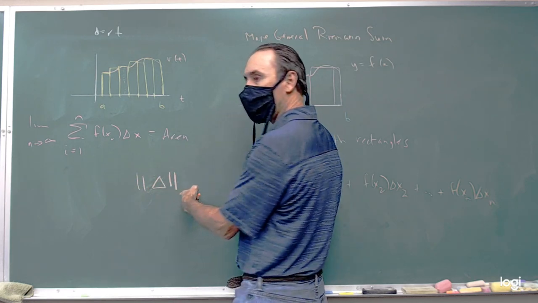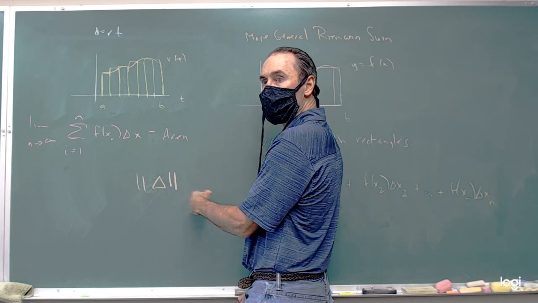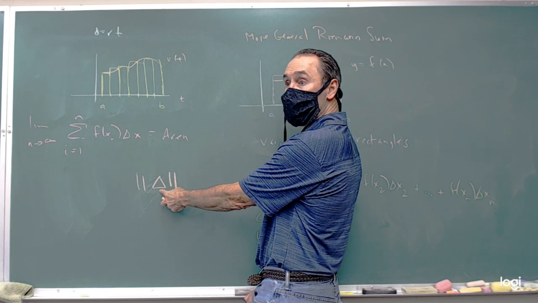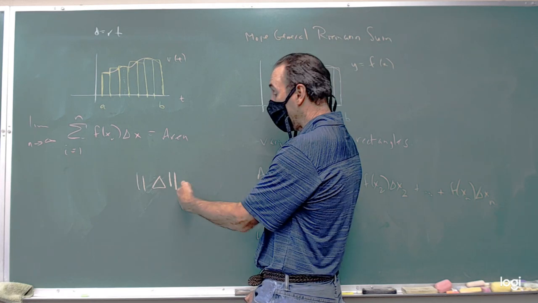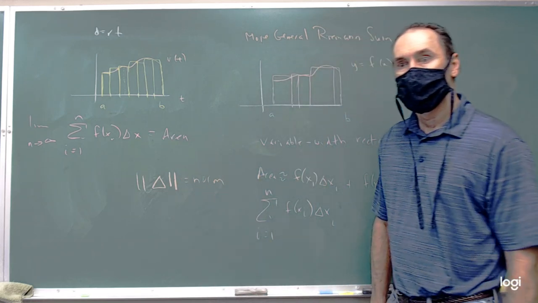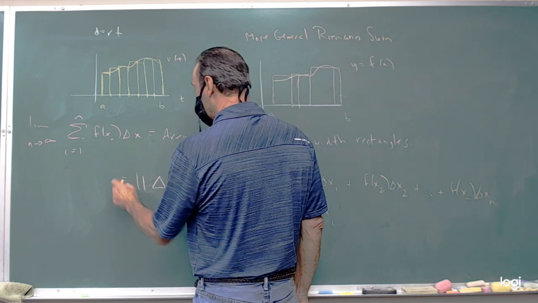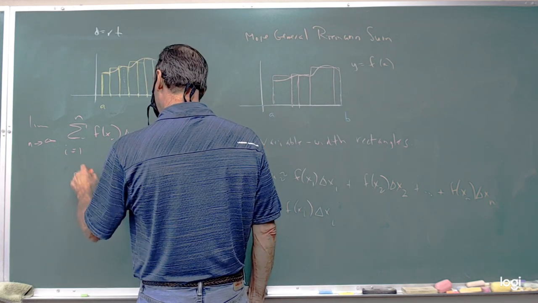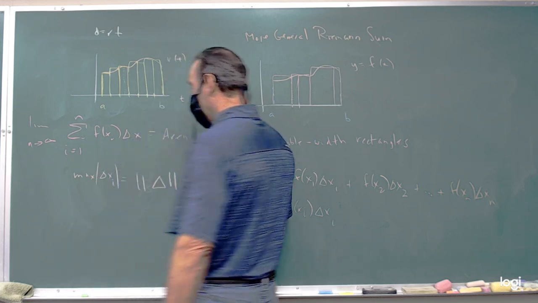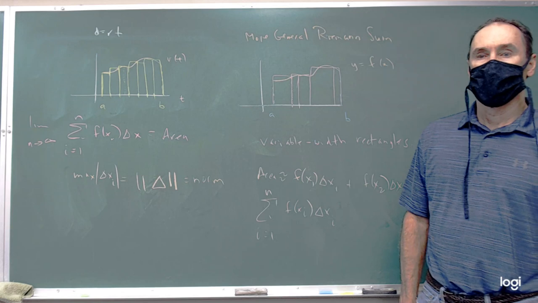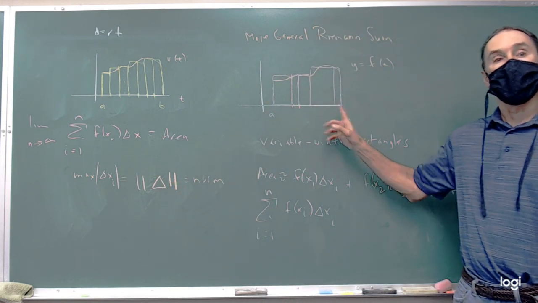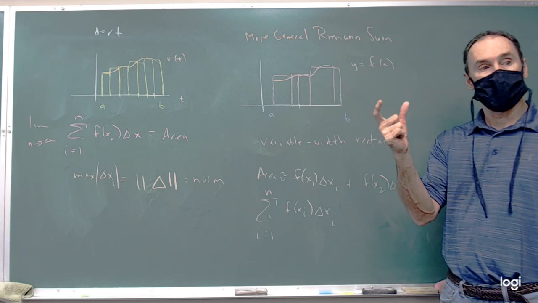If you've ever had physics, the magnitude symbol looks like a double bar absolute value. And that's our old delta, that Greek letter that looks like a little triangle. This symbol is called the norm. And the norm is equal to the largest in absolute value of those delta x's. So out of all these variable width rectangles, the one that has the biggest width, that's the norm.